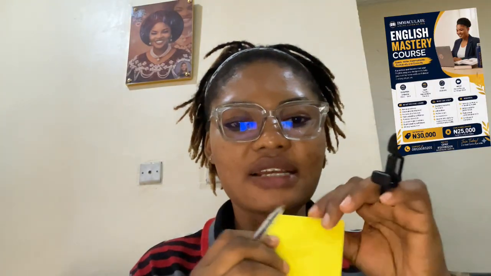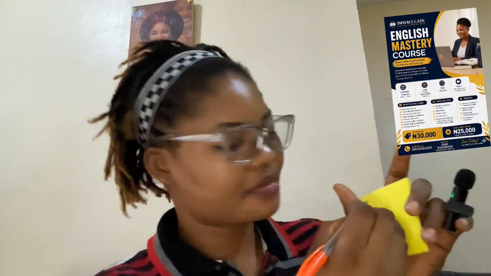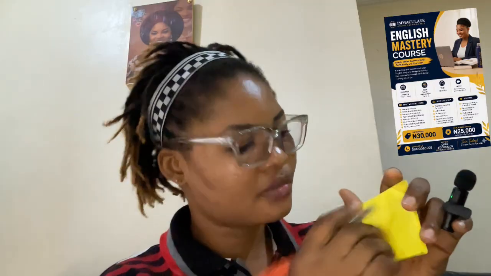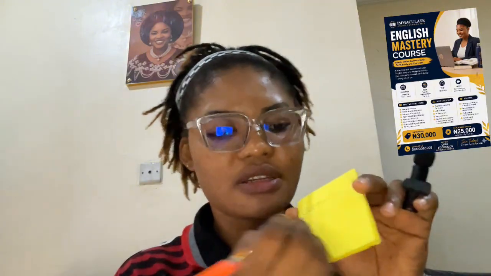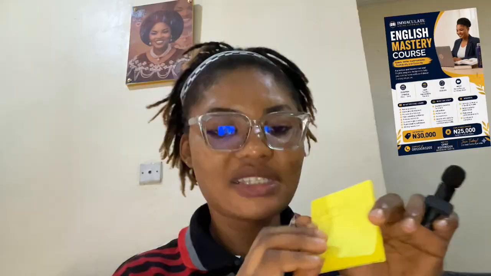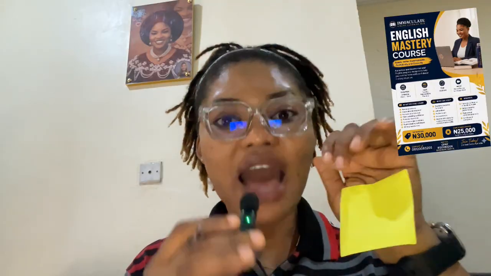Let's say you hear a new word, let's use ubiquitous, right? That's a new word, ubiquitous. The next thing you want to do is put in the word, then you put in the meaning of the word. Then when you're done, you stick it somewhere where you know your eyes can reach it, right? You can stick it on your wall. So every day when you step out, your eyes will see it.